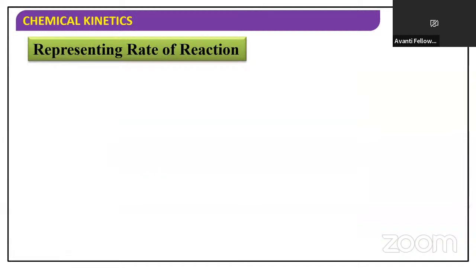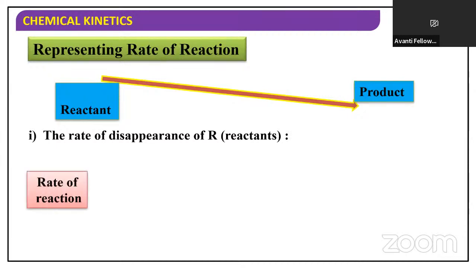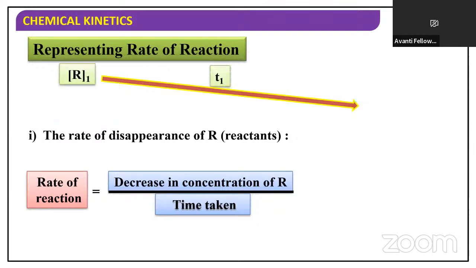So we all know how you represent a chemical reaction. Any reaction has two parts, reactant and product. So let's see how you write the rate of appearance and rate of disappearance. The rate of disappearance of reactant means how the reactant is being consumed, and the product is formed. Rate of reaction is basically defined as the decrease in concentration of the reactant divided by the time taken.